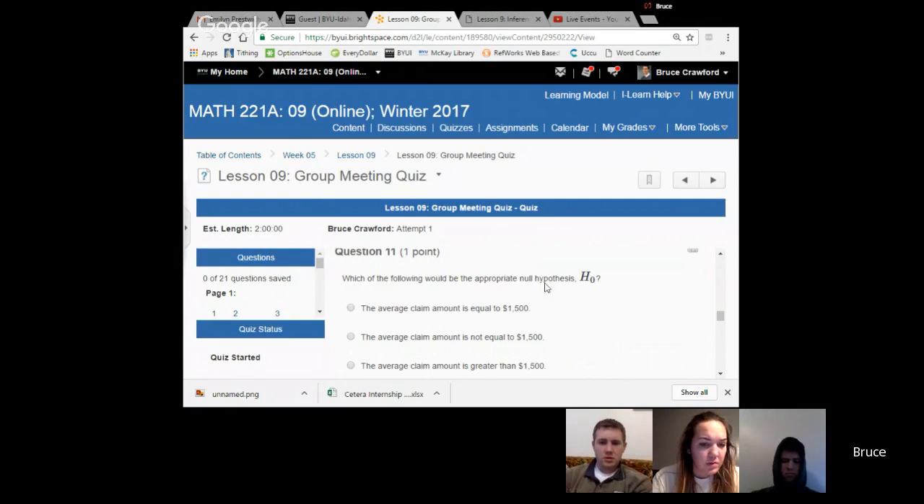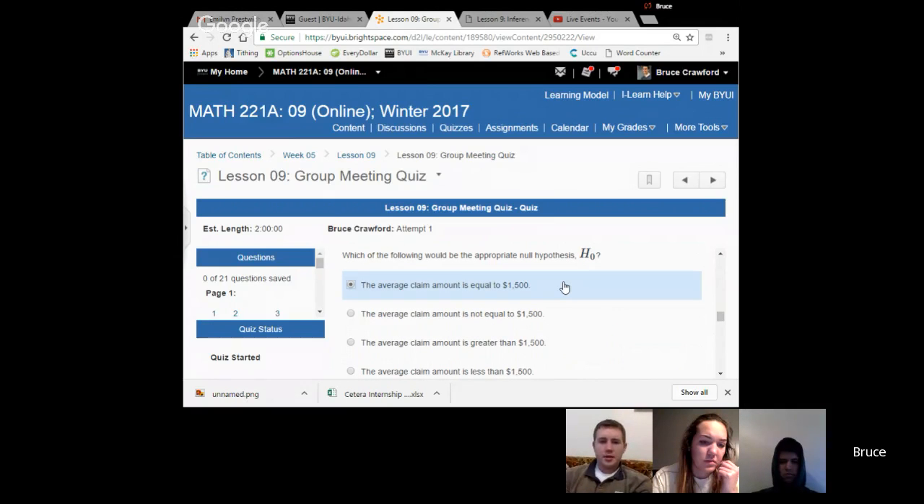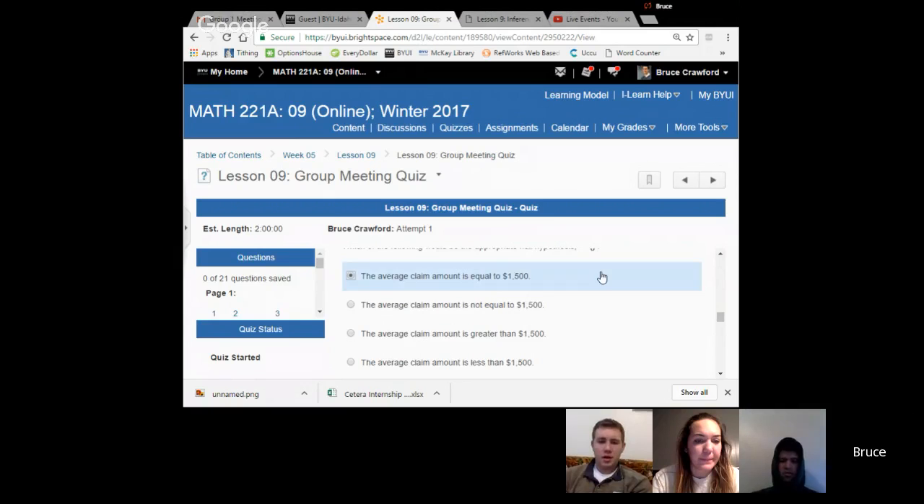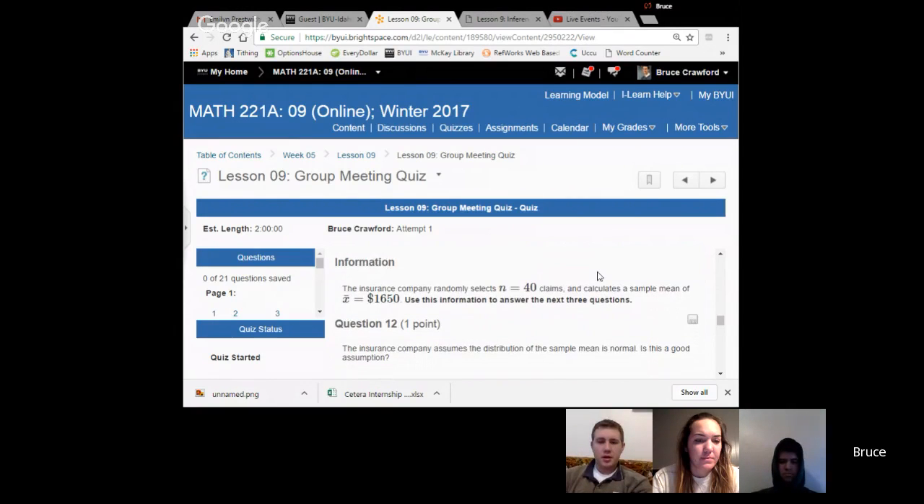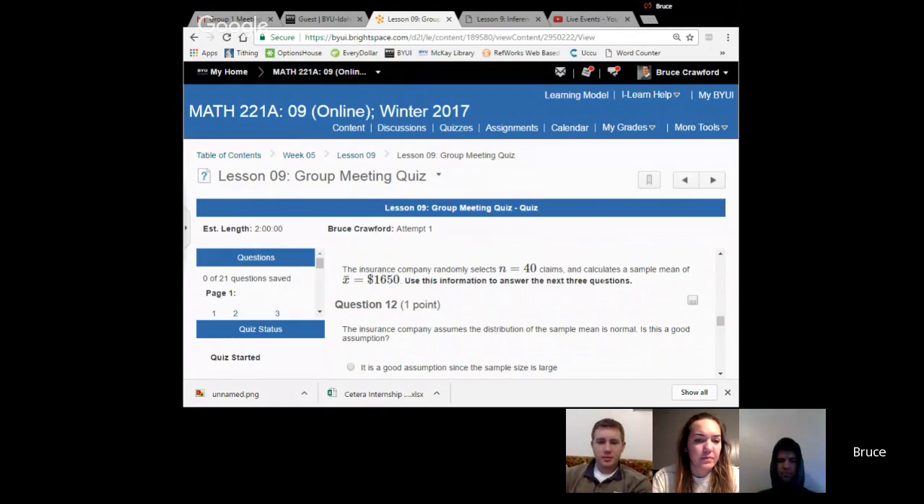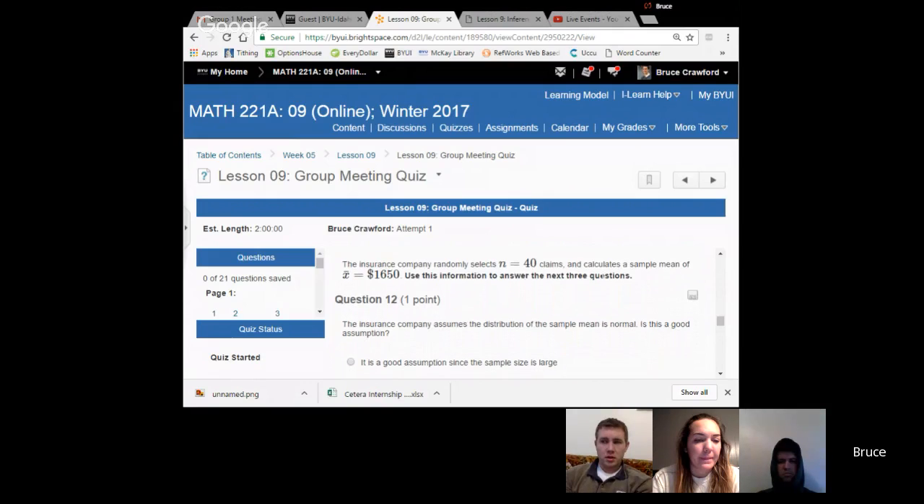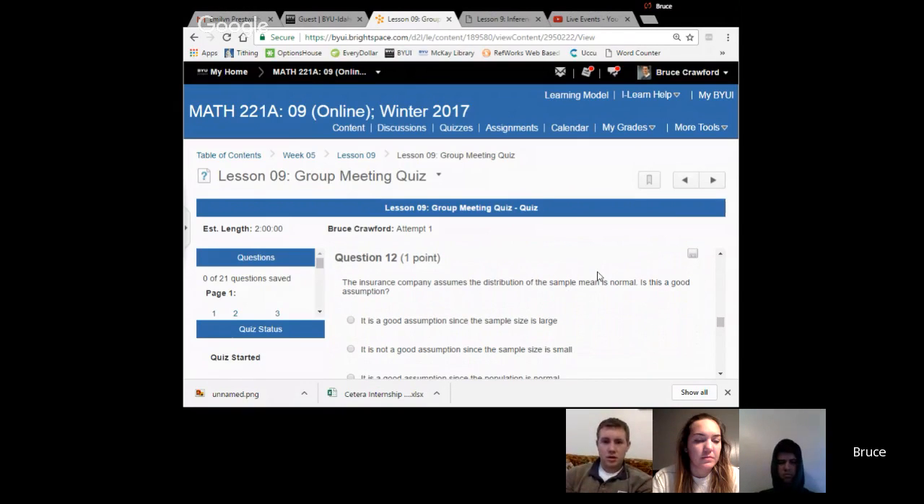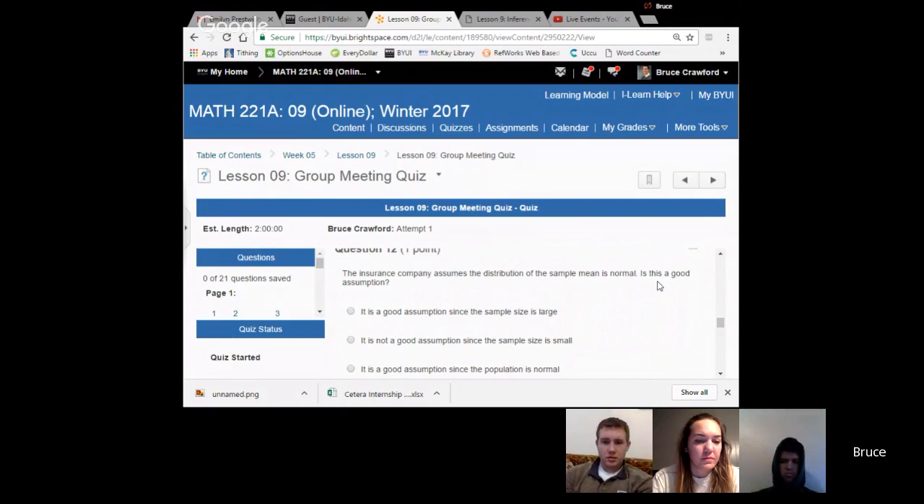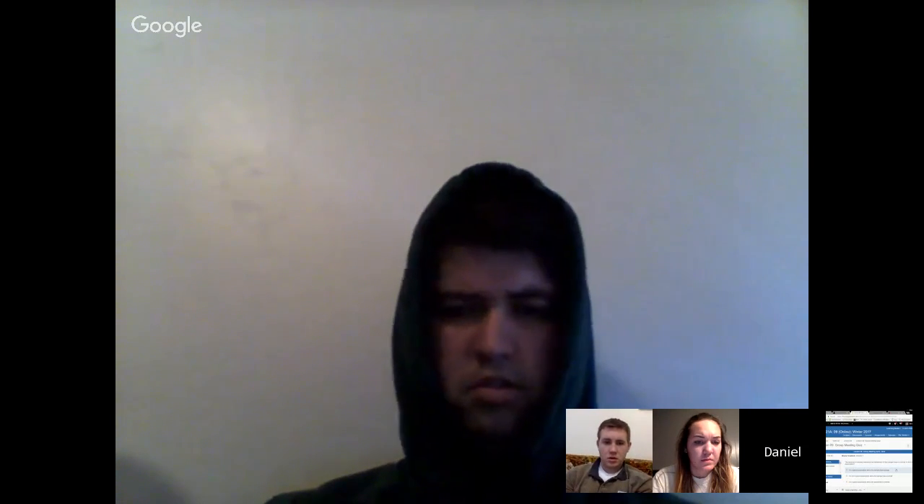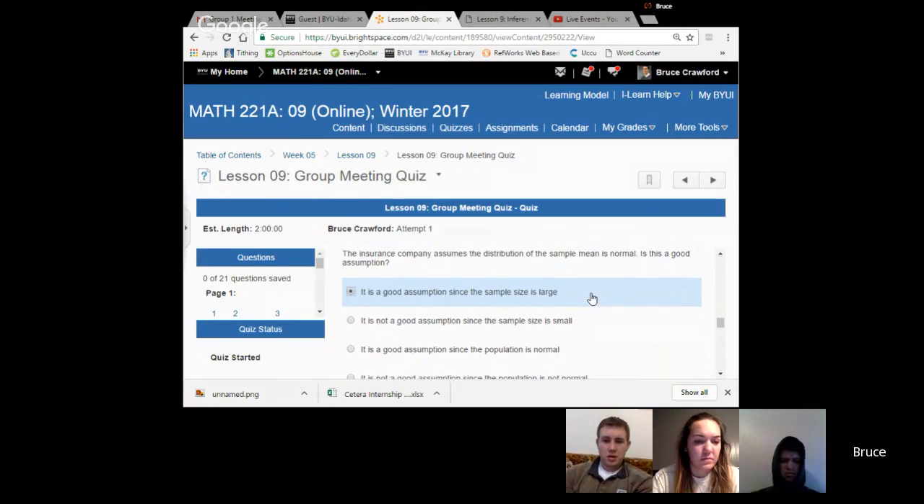Which of the following would be the appropriate null hypothesis? A. The amount equals 1,500, right? Yeah. Yes. The insurance company randomly selects 40 claims and calculates the sample mean of 1,650. Use this information to answer the next 3 questions. The insurance company assumes the distribution of sample means is normal. Is this a good assumption? Yes, it is. Because the sample size is large. Right? Yeah.